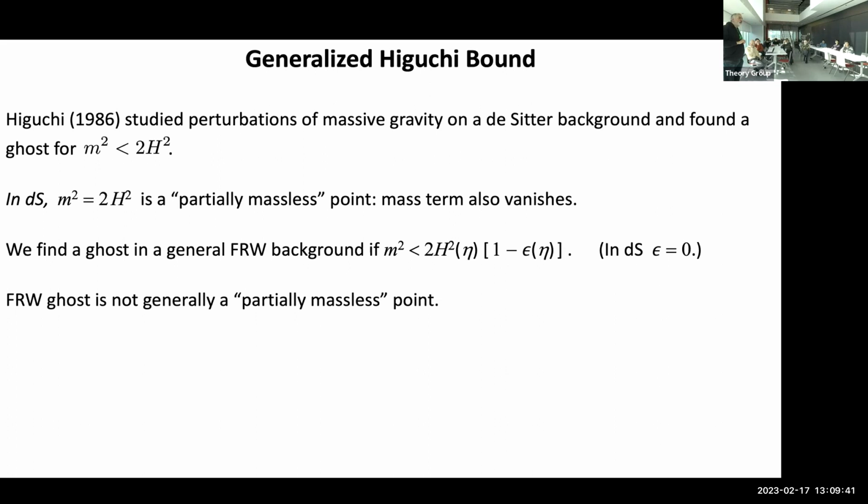And in a general FRW, this surprised us. The ghost is not generally at a partially massless point. If m squared is equal to 2H squared times this, the kinetic term vanishes, but the mass term does not. It is not partially massless.